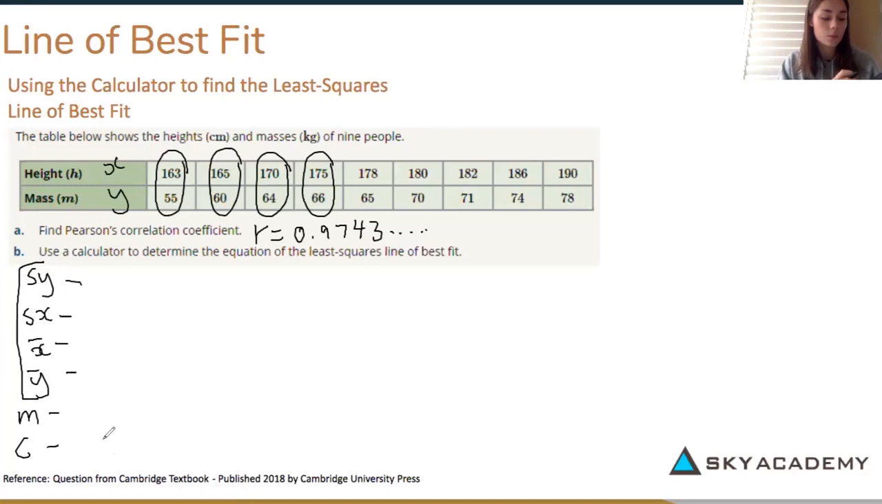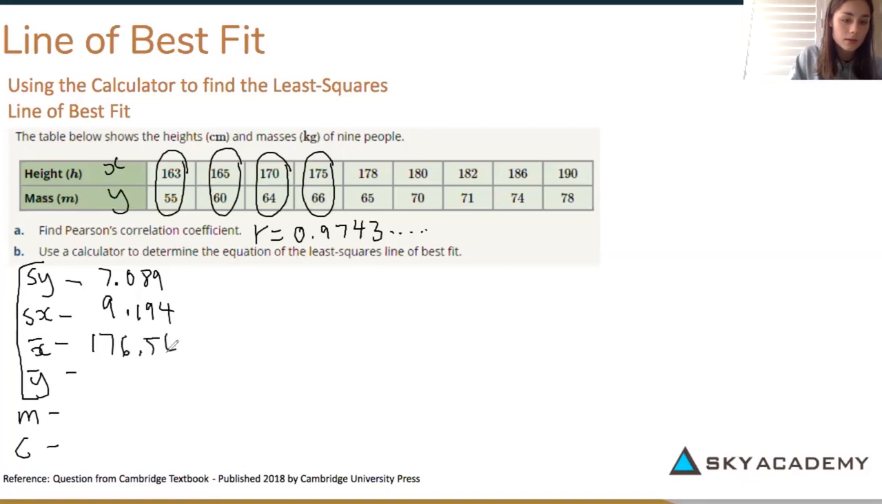By doing that, you press Shift 1, then you press 4, and it will come up with all the options. If you have a look, you can see SY down the bottom there, and you can see SX there, the second option. So we're going to go and find those. SY by pressing 7, and you get 7.089. Then you press Shift 1 again, and we go 4, and then we want 4 again, and we get 9.194. Then I'm going to do Shift 1, 4, and I'm going to get 2 for the mean of x, and then Shift 1, 5 for the mean of y.